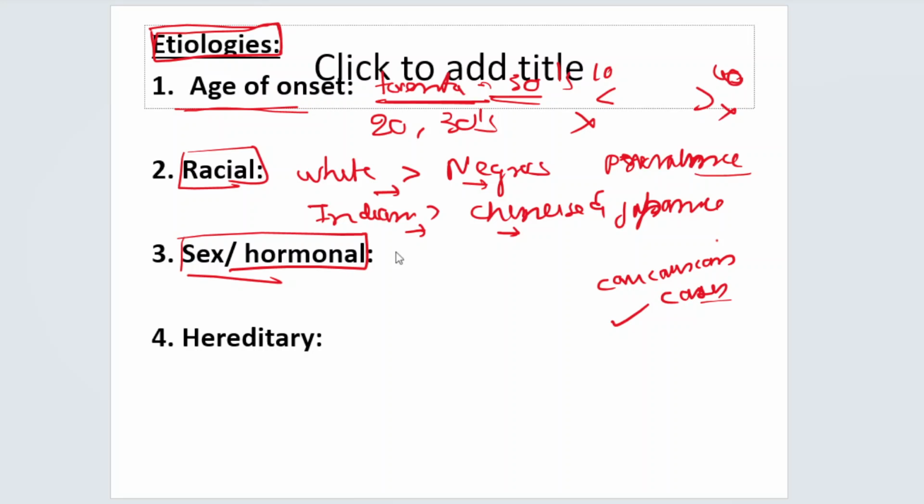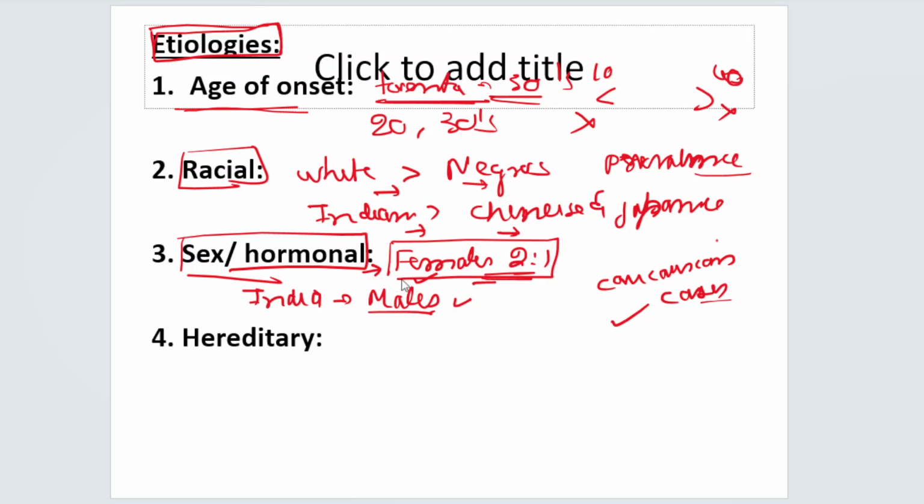It is more common in females, with a ratio of 2:1. Almost double in females. But in India, we do not see this female predilection. It is more common in males. That is what is the textbook description. But for all general purposes, it is understood that it occurs more common in females in the ratio of 2:1.